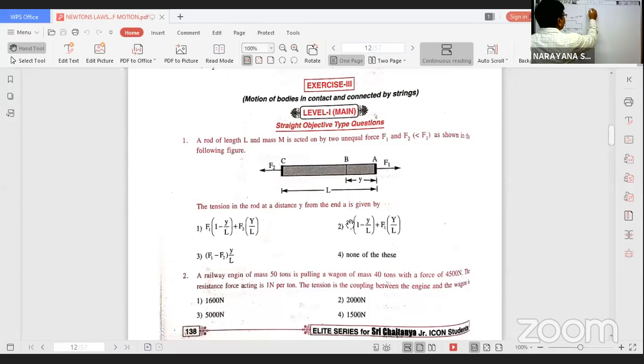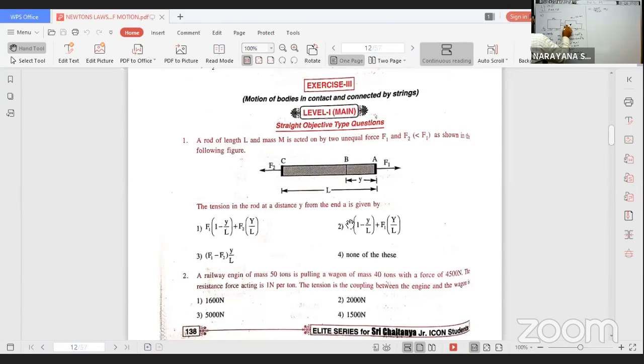Therefore, when you simplify, what acceleration do you get? 4500 minus 90 is 4410, by 9 into 10 power 4. That is the acceleration, this much meter per second square.